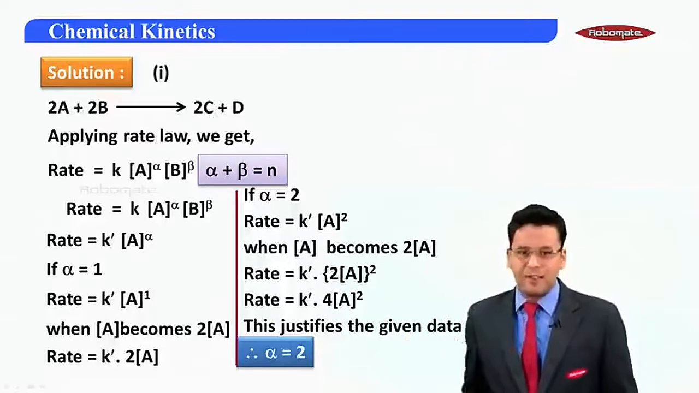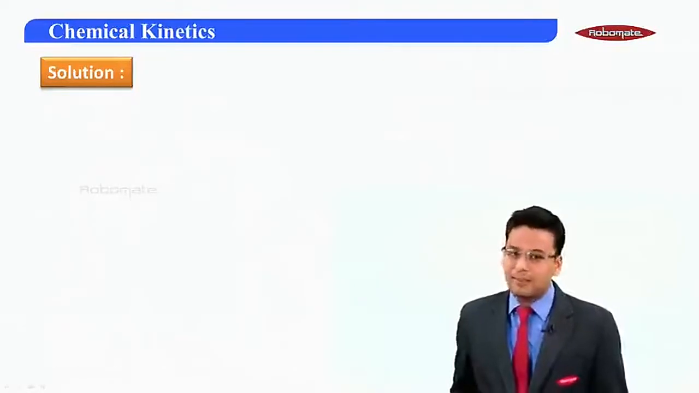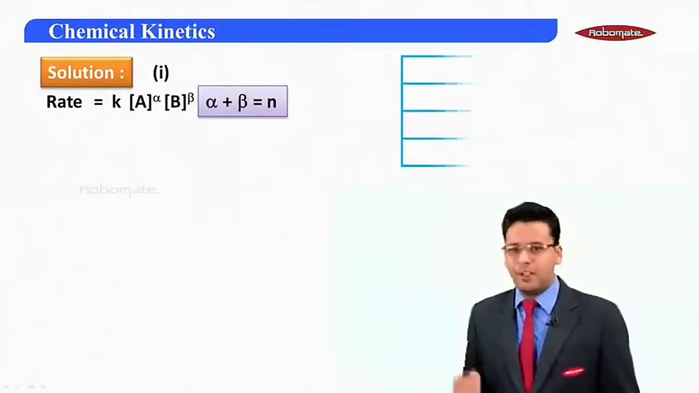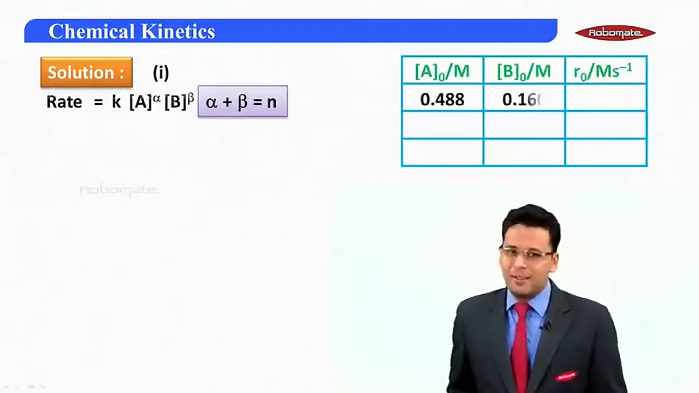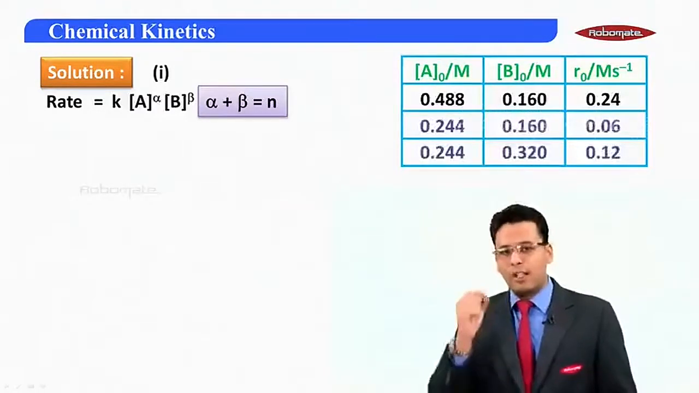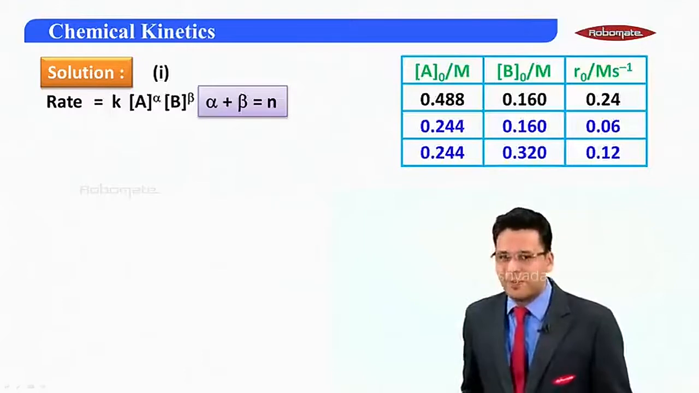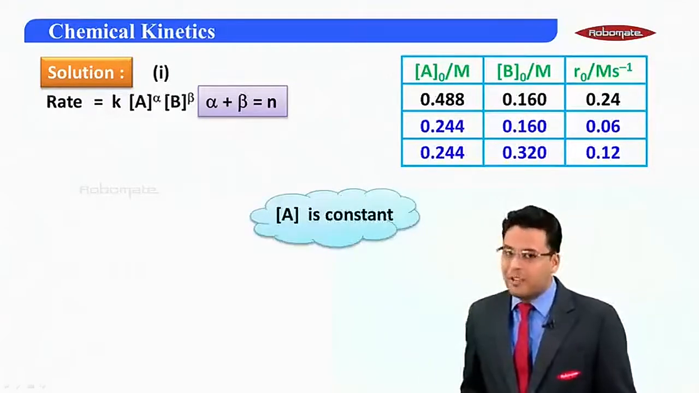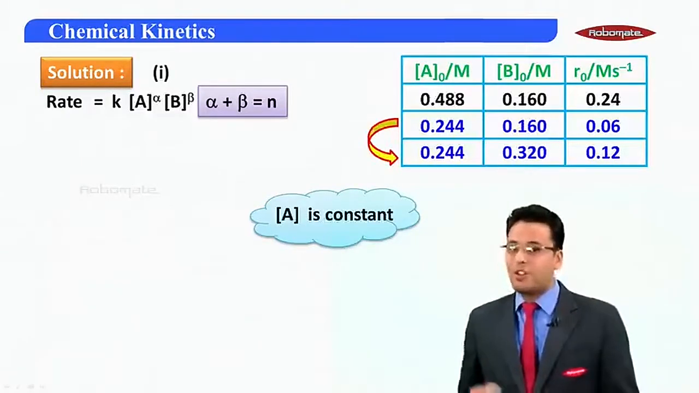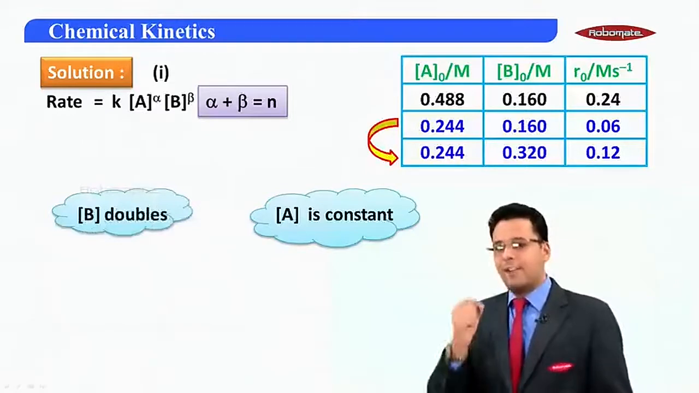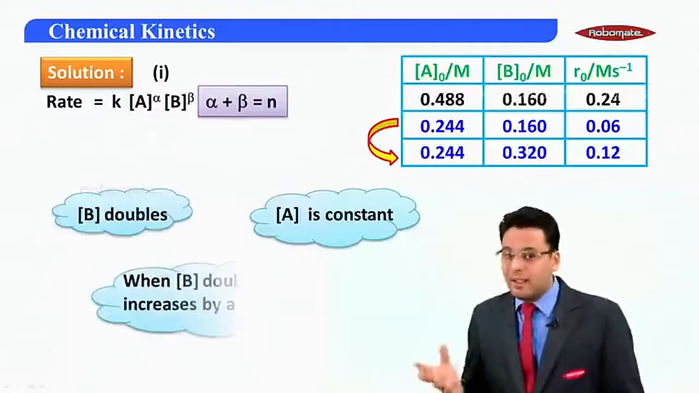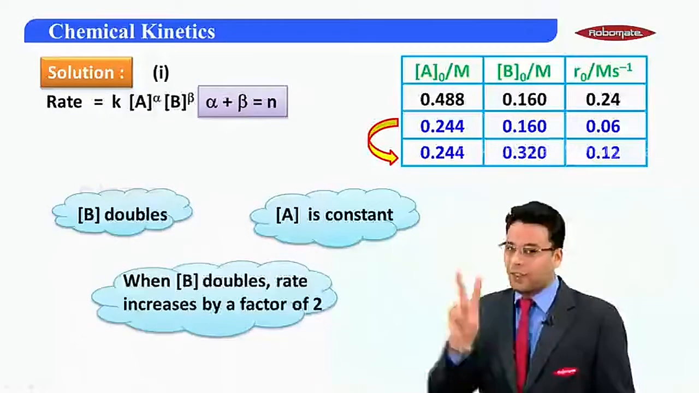And in the same way, we can also find the value of beta. Once again, we know the rate law, rate is equal to K into A raised to alpha into B raised to beta. We have the given data with us. Now in this given data, I want you to focus on the last two rows which are being highlighted for you. Here if you see, the concentration of A remains constant and the concentration of B, if you follow this arrow, is being doubled. And whenever this happens, it's pretty obvious that the rate also doubles. The rate increases by a factor of 2.